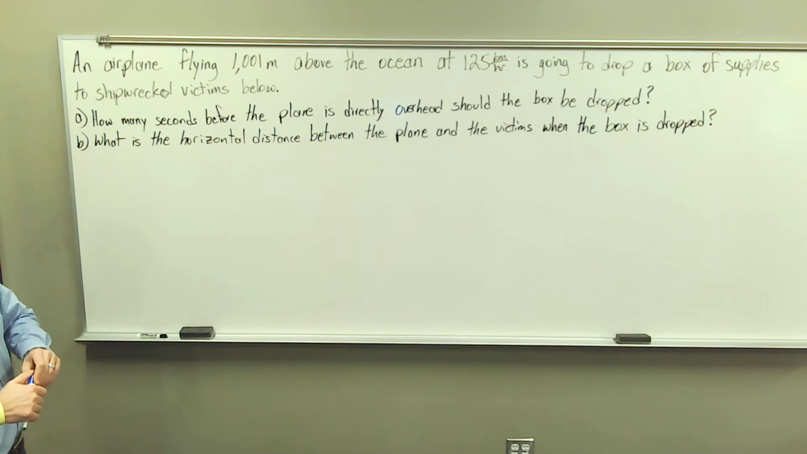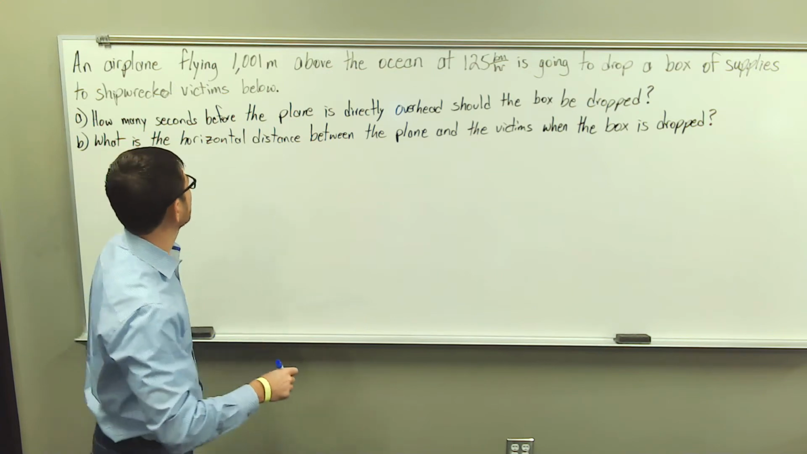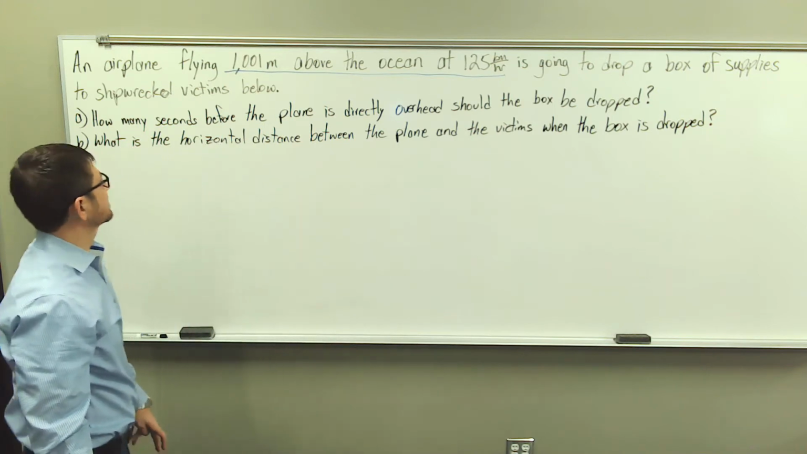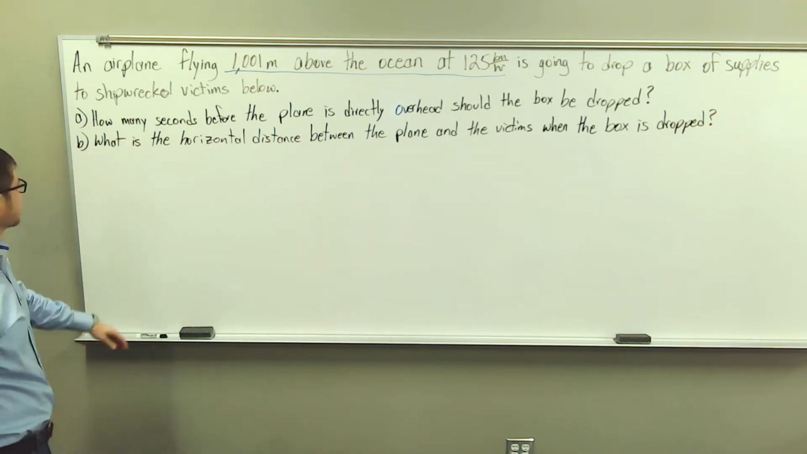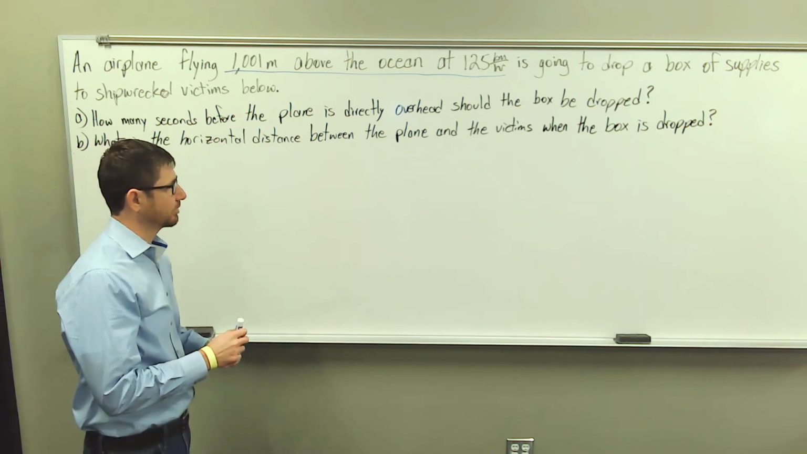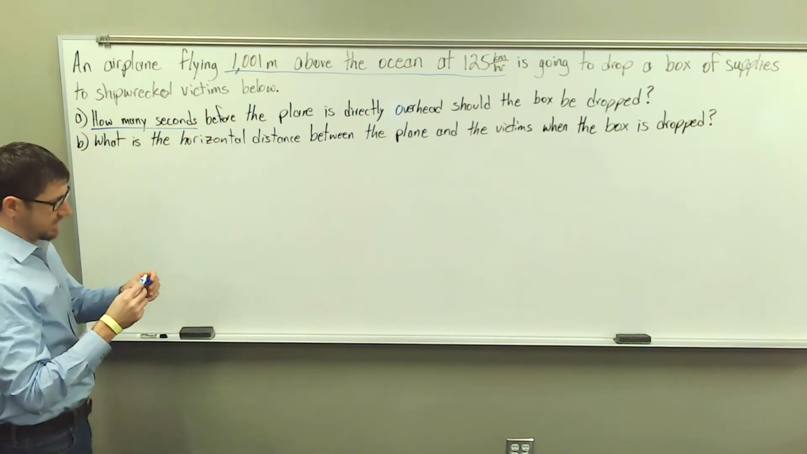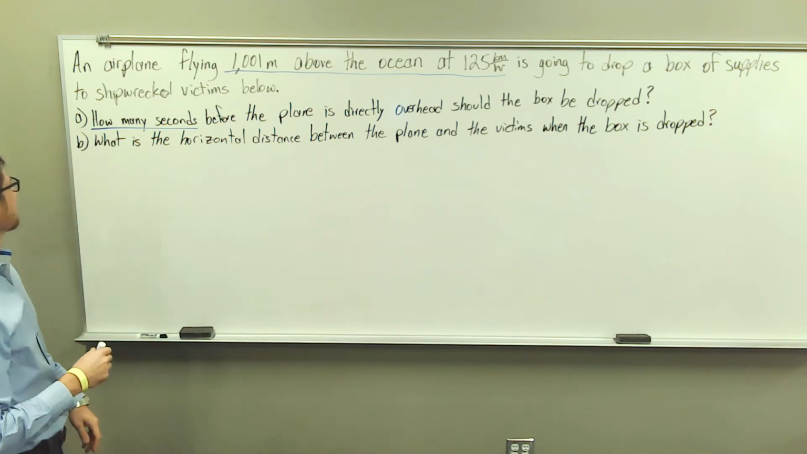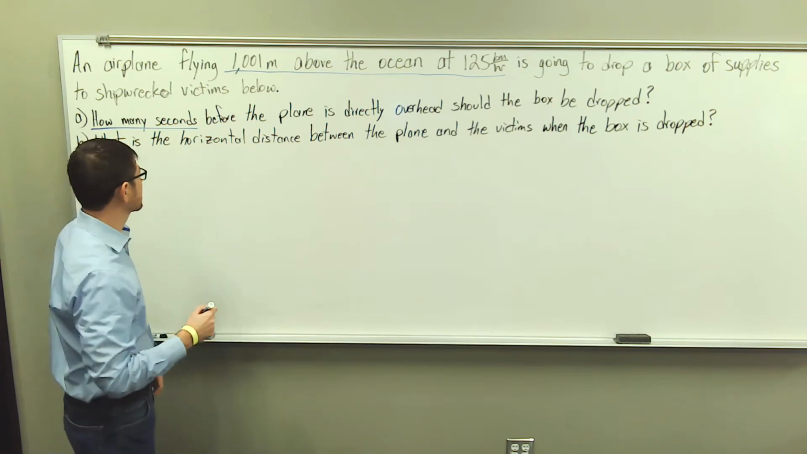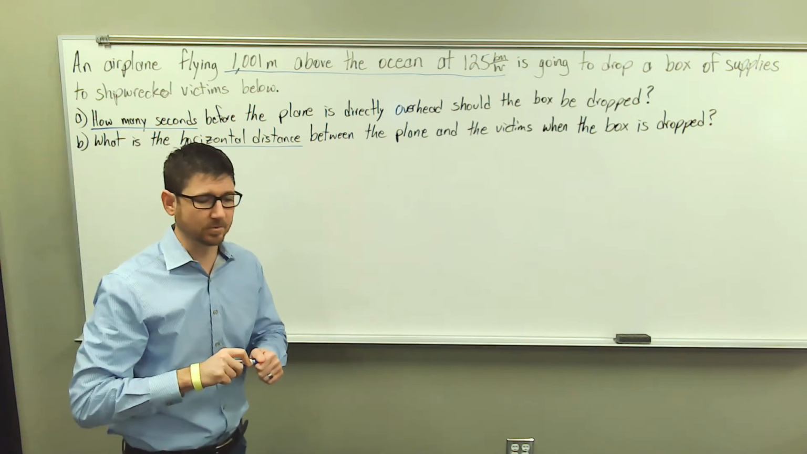An airplane is flying 1,001 meters above the ocean at 125 kilometers per hour. And it's going to drop a box of supplies to shipwreck victims below. So in part A, how many seconds before the plane is directly overhead should the box be dropped? So we're looking at time interval right here. And then in part B, what is the horizontal distance between the plane and the victims when the box is dropped? So we're looking at displacement of the box in the x direction.